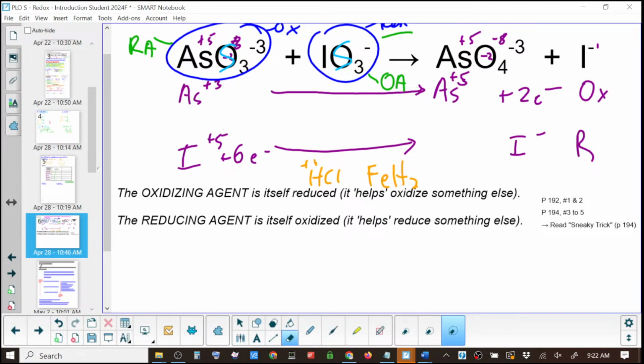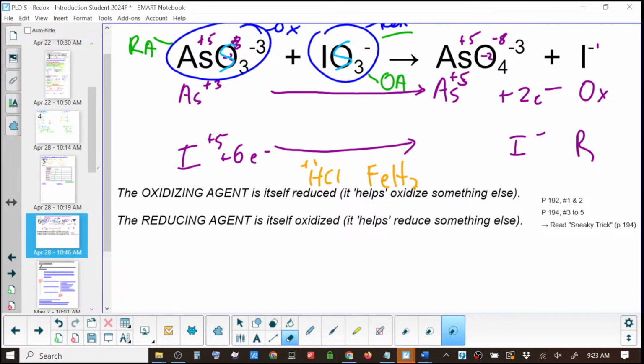Wait, I'm so confused on this. I'm trying to figure out what gets oxidized. The reducing agent gets oxidized, correct? So I need to figure out which one has more oxygen. So, let's see.